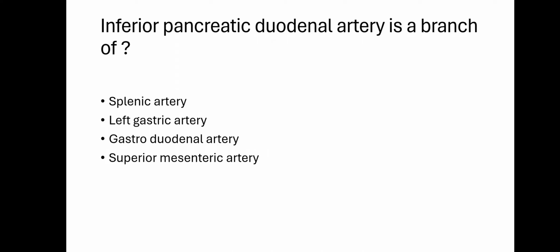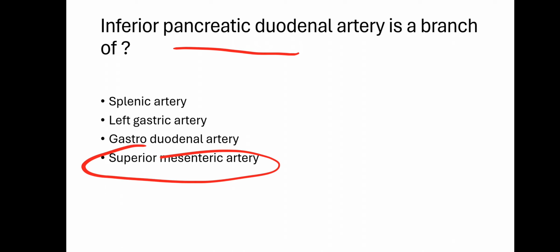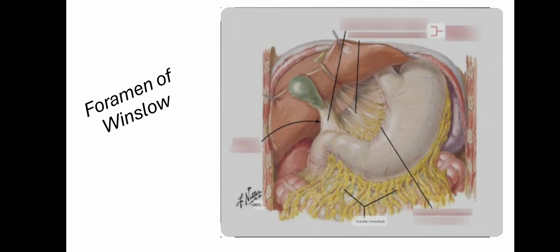The inferior pancreaticoduodenal artery is a branch of the superior mesenteric artery. Just now we saw. So we'll talk about the much awaited foramen of Winslow. Here we have the lesser omentum. Yes or not? Lesser omentum. Here we have the free border of the lesser omentum.